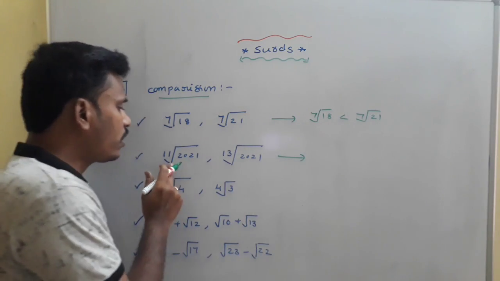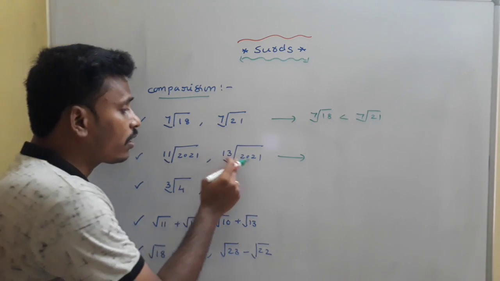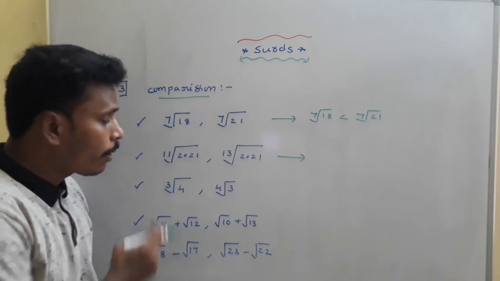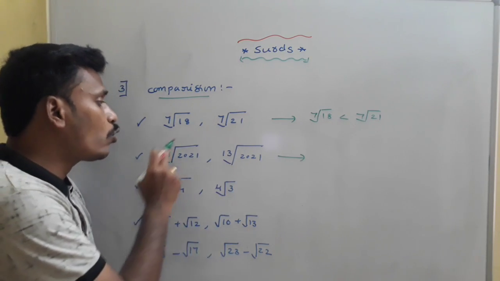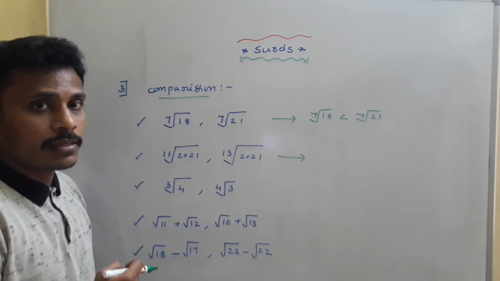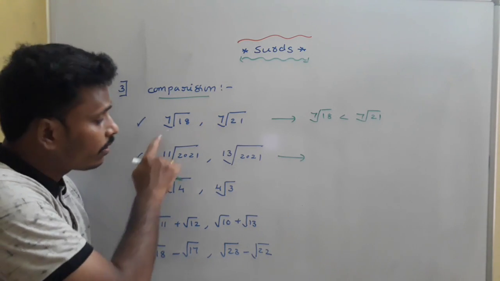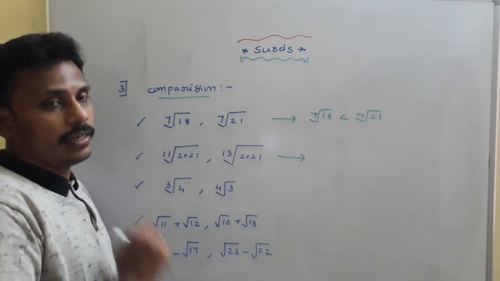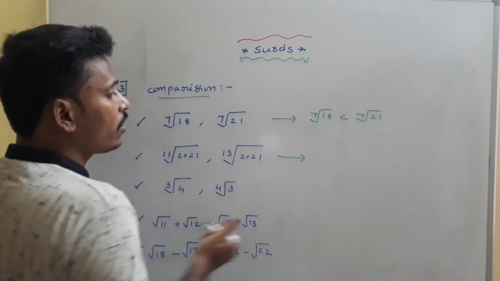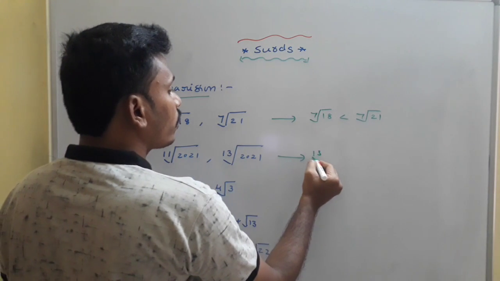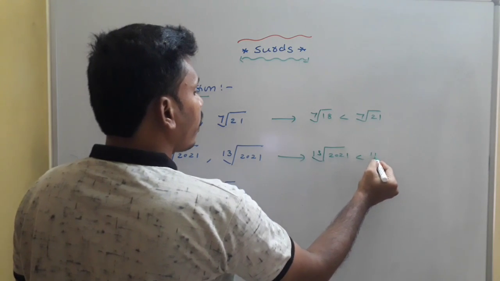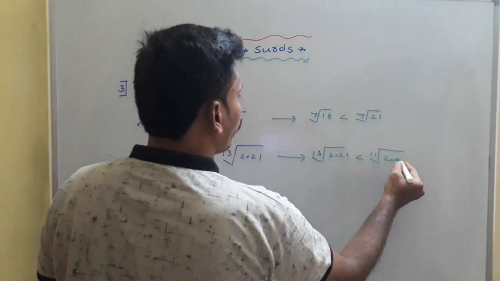And the next thing, this is 11th root of 2021 and this is 13th root of 2021. Now this 2021 is the same. Orders are different. This is 11th root and that is 13th root. How to compare? In this case, since 11 is least, this 11th root of 2021 is greater and this 13 is more, that 13th root of 2021 is the least. So if you compare these two, 13th root of 2021 is less than 11th root of 2021.